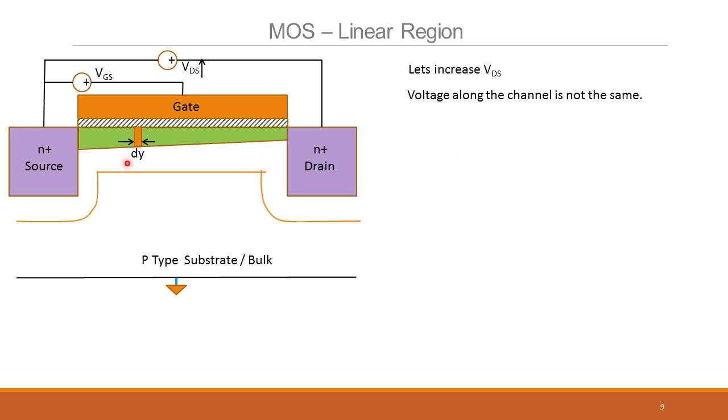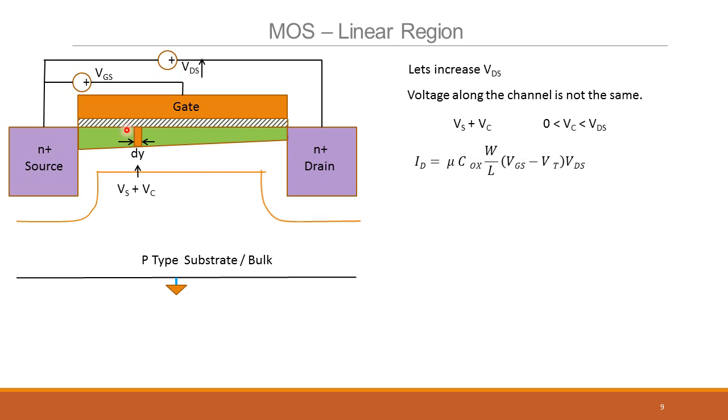So what we will do is we'll just take a small region of the channel. Instead of taking the full length, we'll call it dy and calculate the amount of charge in here. The voltage at this position, let it be Vs plus Vc, where Vs is the source voltage. Vc varies from 0 to VDS, because this is at VD and this is at Vc equals 0. So this will be Vs plus VDS, this is the VD. So Vc varies from 0 to VDS. The channel voltage is Vs plus Vc.